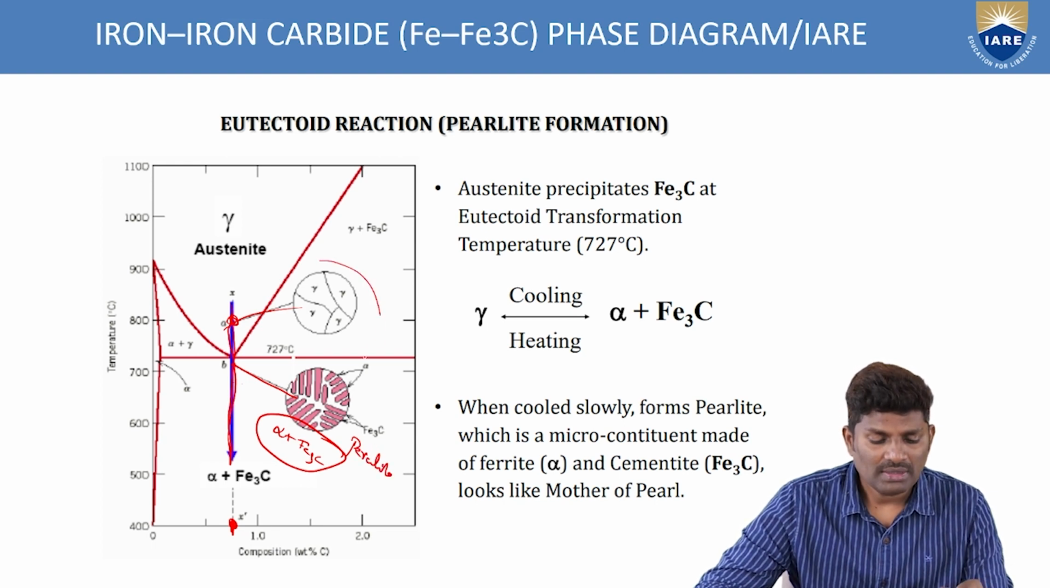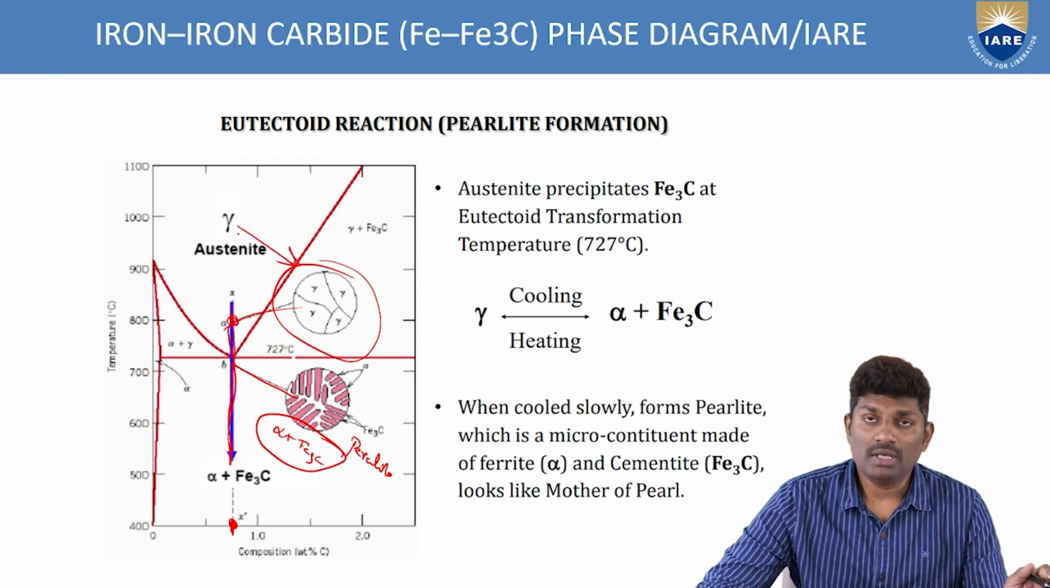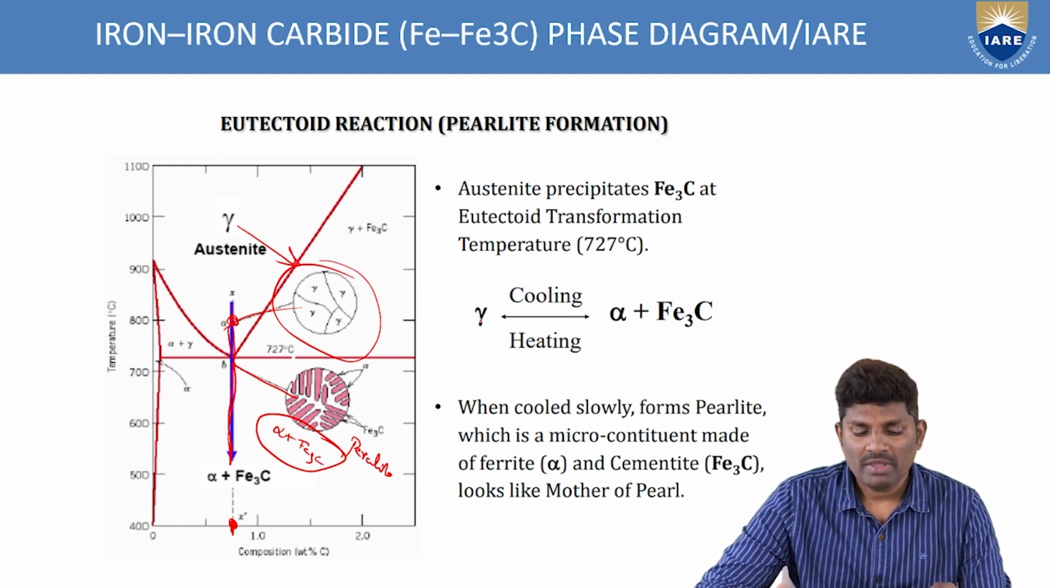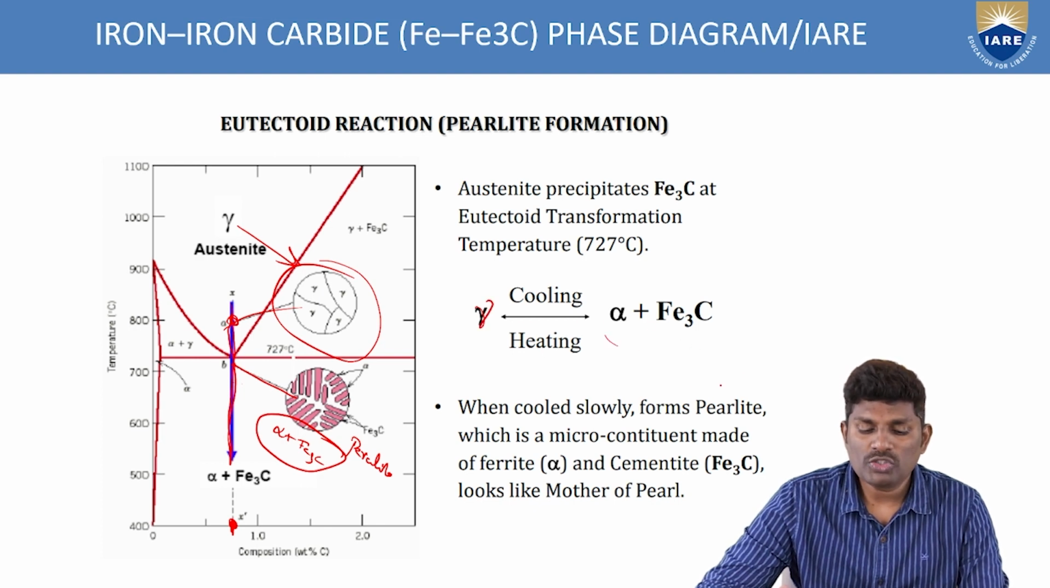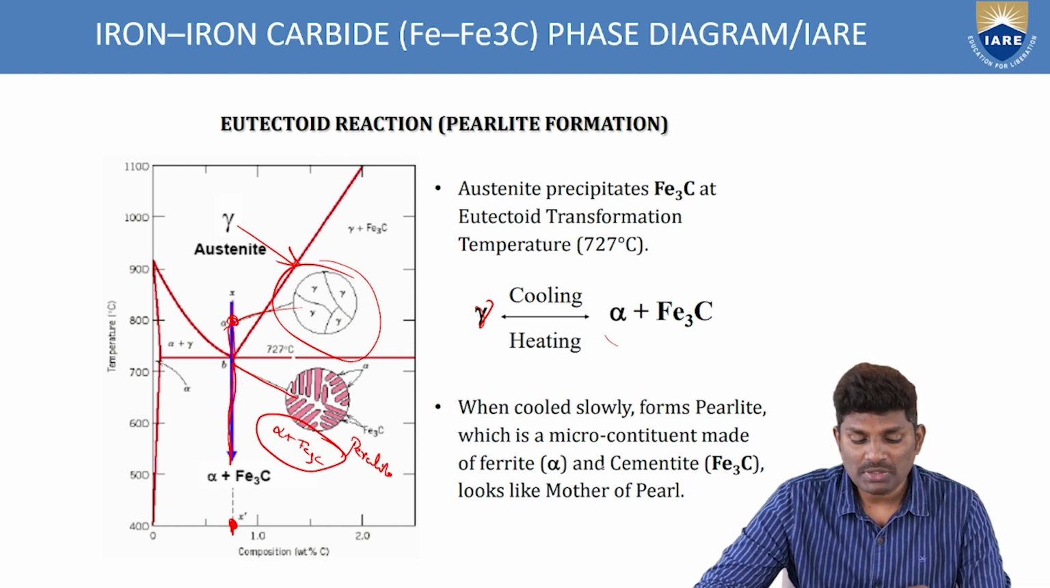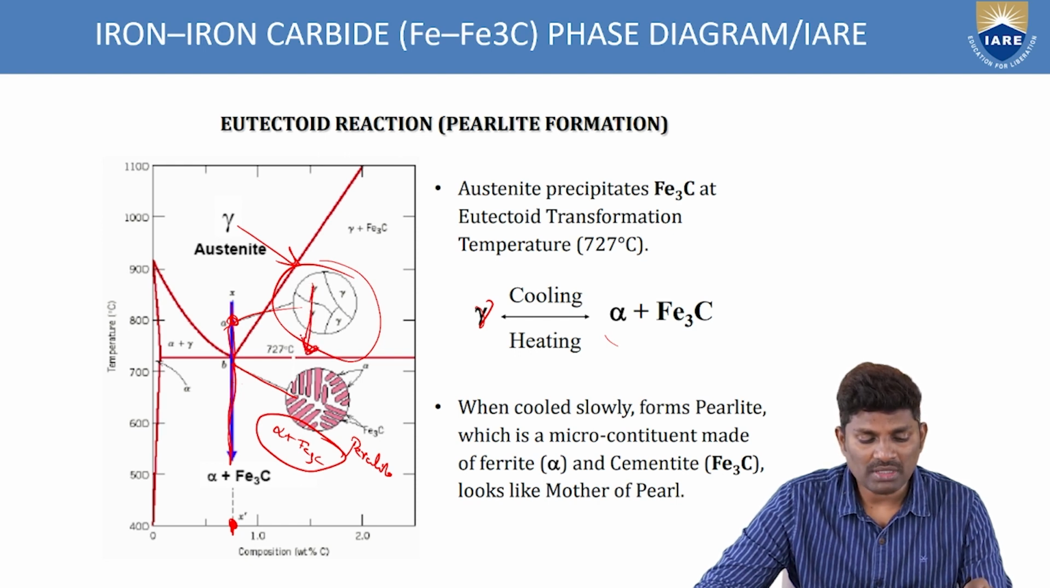And here you have the complete 100% of gamma austenite. So this is the phase diagram, phase transformation in terms of the eutectic or eutectoid reaction. When a solid, under a cooling or heating process, forms into two solids, then the type of reaction is called eutectoid reaction. When cooled slowly, it forms pearlite. So this transformation is from austenite to pearlite.